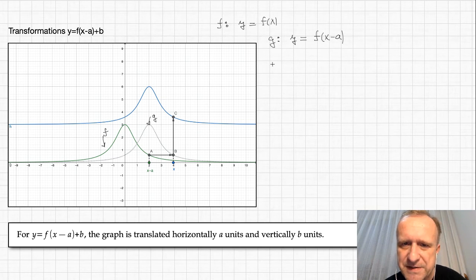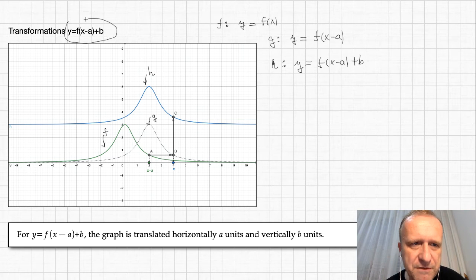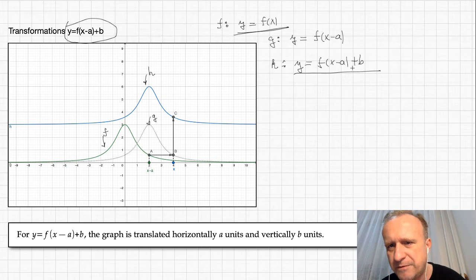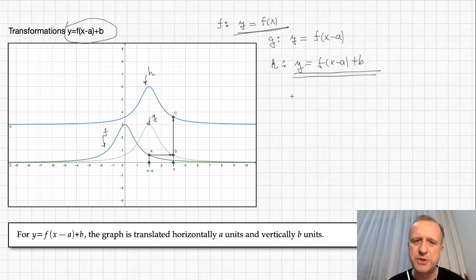And finally, let us consider function h, which is this last function here, and h is given by the formula y equals f of x minus a plus b. So it's defined by this formula that we are considering here. Now we need to discuss the relationship between these three functions, and actually what is the most important fact, the relationship between the original one and the final one, the function h.